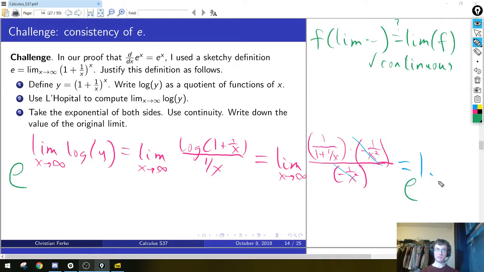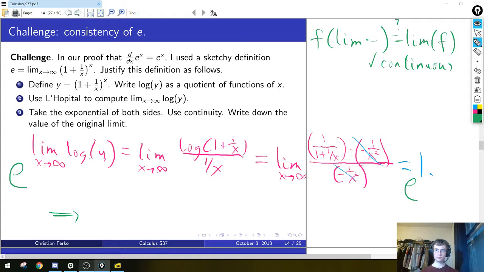And just to be clear, when I write the letter e here, I'm not talking about the sketchy definition. I'm just talking about the base of the natural log. This is the old definition, right? This is the function which undoes log. So anyway, if I write this, and if you believe my claim that continuous functions commute with limits, you can switch the order of applying the function and taking the limit, then what do we conclude from the left and right sides of this equation?